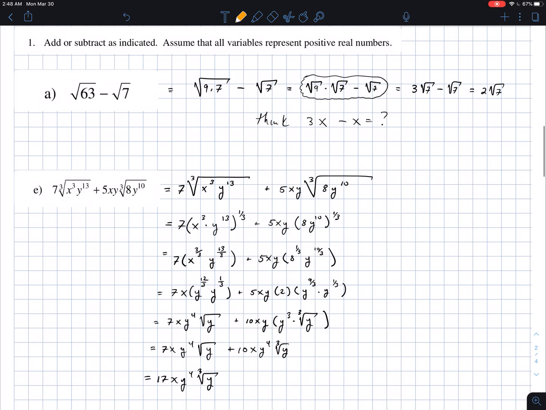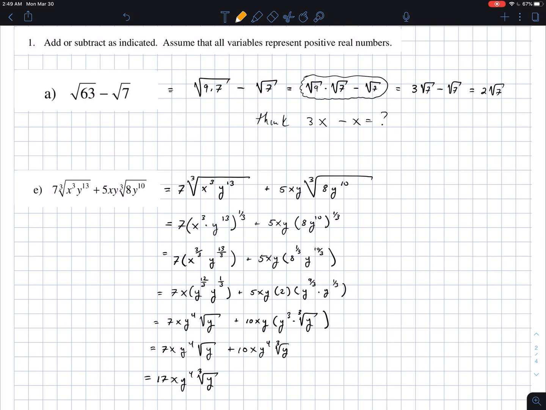Number one says add or subtract as indicated. Now, I hate those words. It should be combine as indicated. It should just make it simple, because we all know that if we're subtracting, we're adding negatives. And we're going to assume that they're all positive.